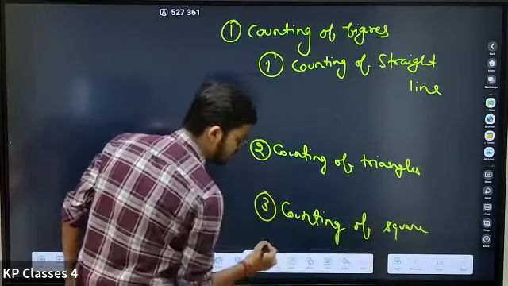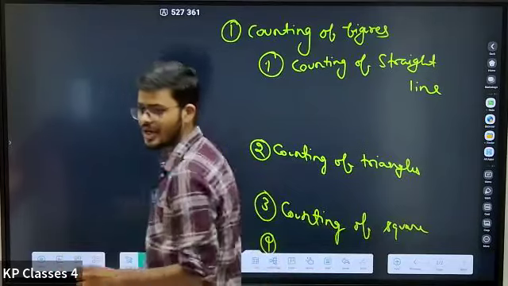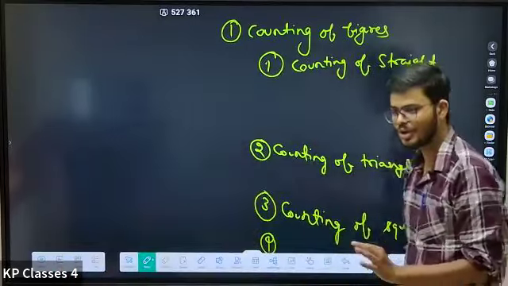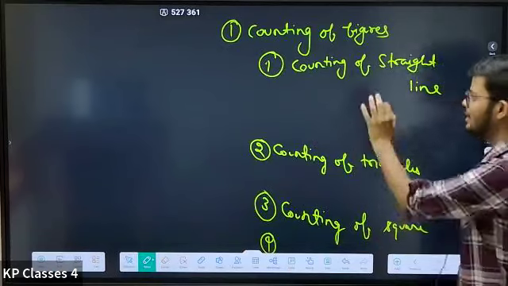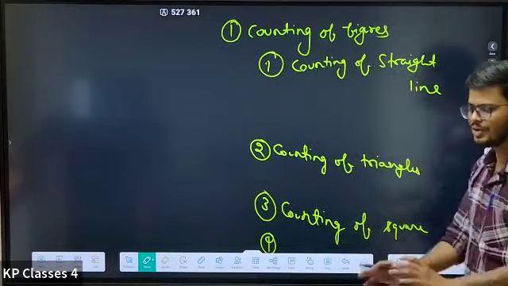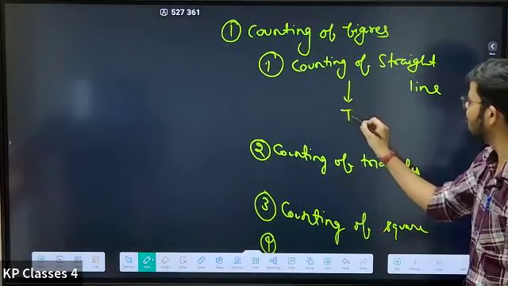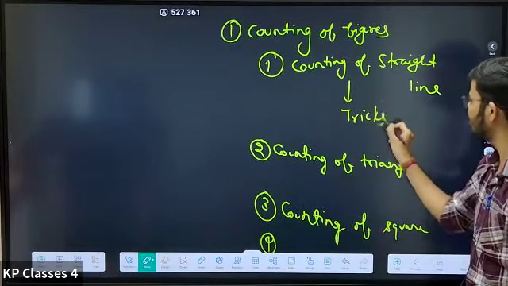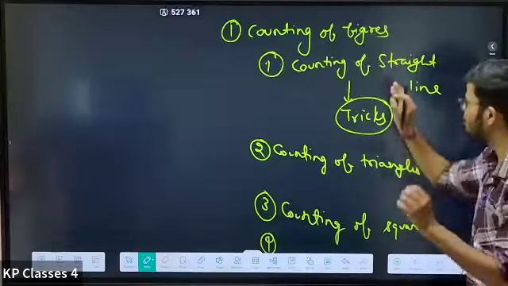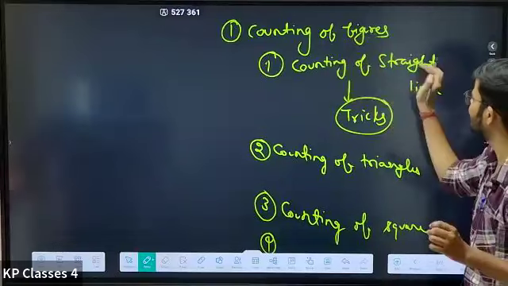And then after that, the fourth thing will be counting of rectangles. So these are the four things that we are going to talk about in the first part, that is your counting of figures. Now we are not going to manually count all these figures. There are certain tricks that we will understand and use in order to get the answer. Right. So first of all, I am going to start with the counting of straight lines.